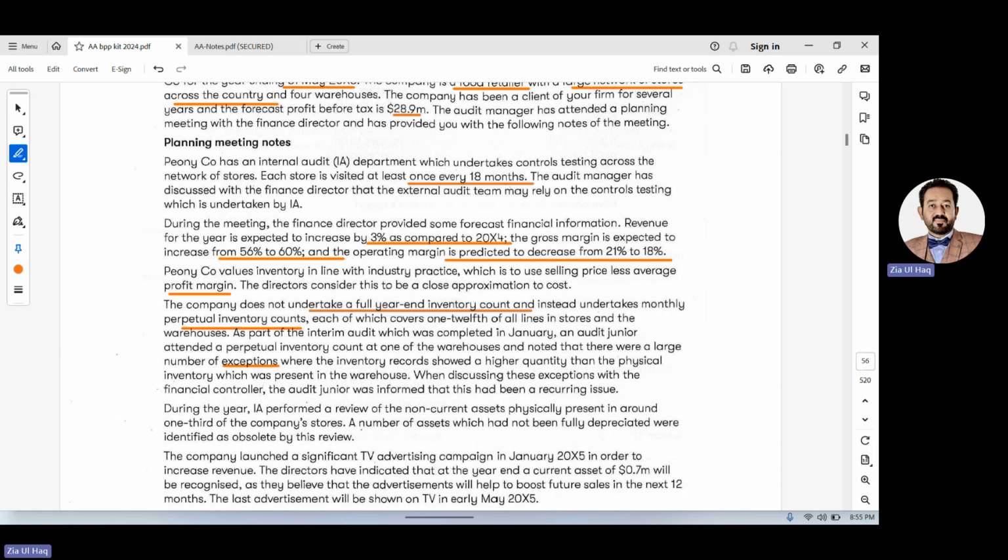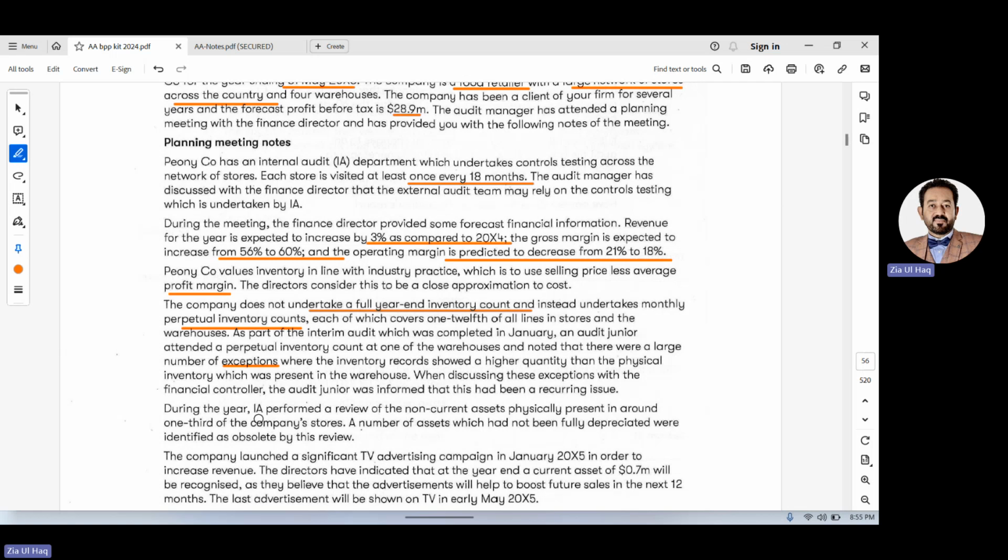But if this is the issue and you are not recording inventory in the year end accounts, inventory could be either under or overvalued. This covers 1/12 of all lines, meaning checking inventory on a sample basis instead of 100% testing.